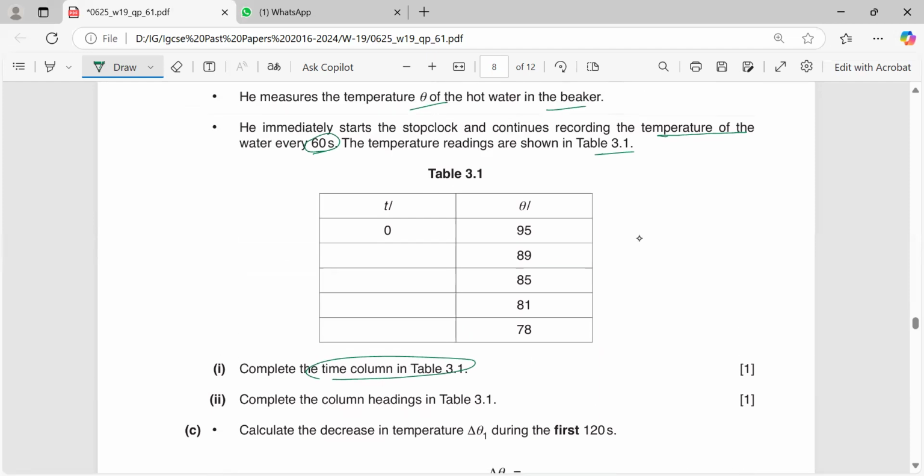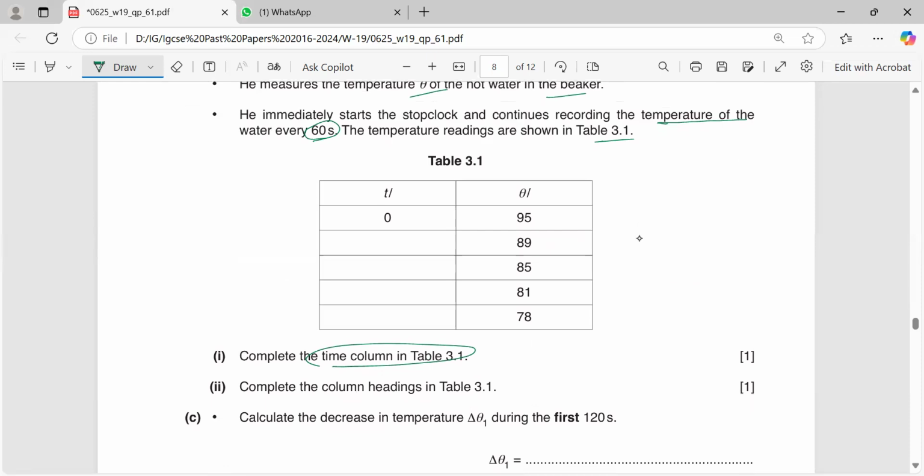Time column in the table. What to do? Every 60 seconds. So 0 plus 60, 60. 60 plus 60, that is 120. 120 plus 60, that is 180. 180 plus 60, it will be 240.